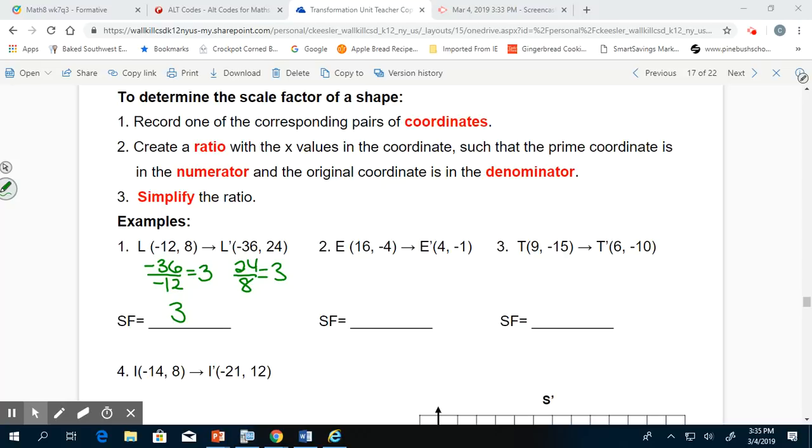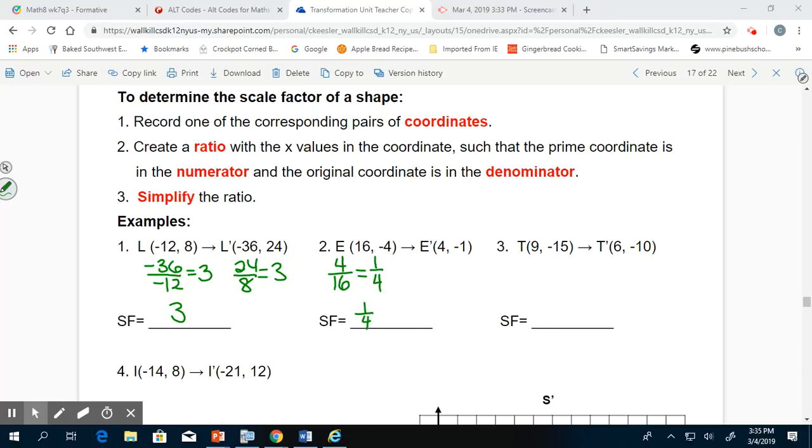Taking a look at number 2, same idea. We're going to start with the x, and we have E prime is 4 over regular E is 16. I can't easily divide 4 by 16, so I'm going to simplify. 4 goes into both. 4 divided by 4 is 1, and 16 divided by 4 is 4. So my scale factor is 1/4.